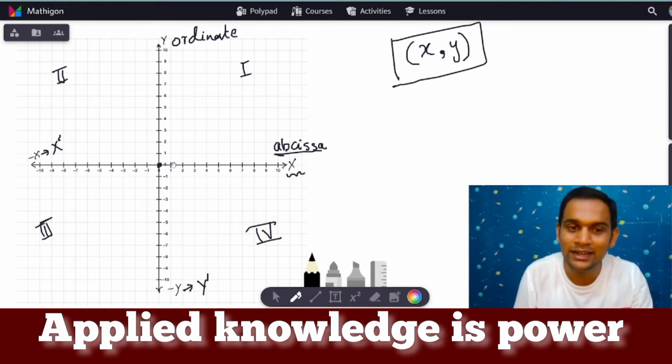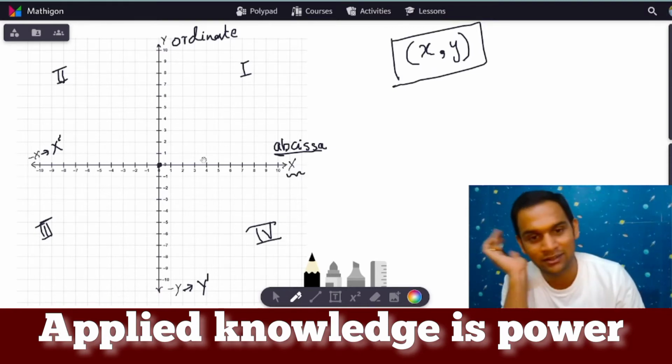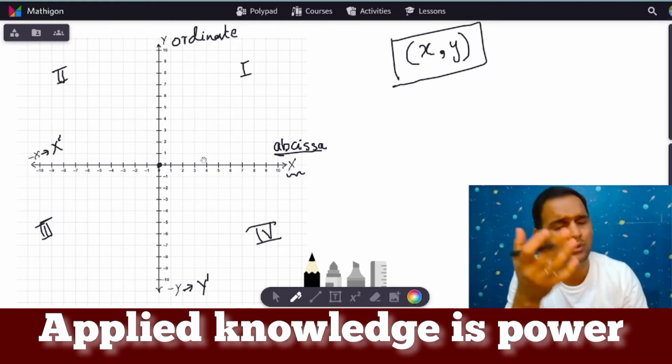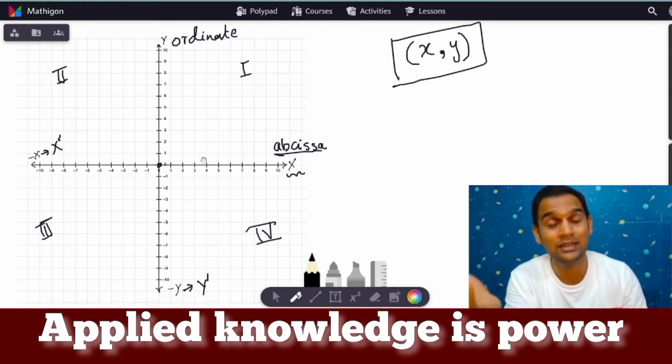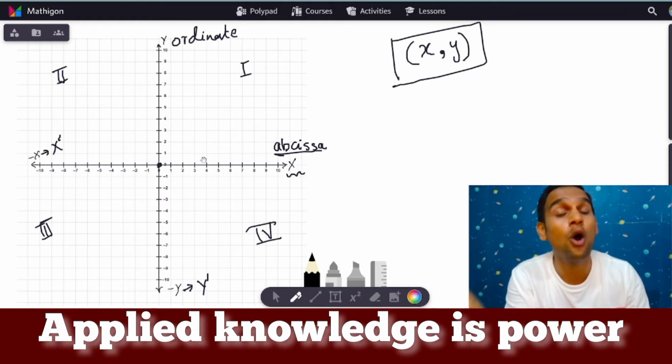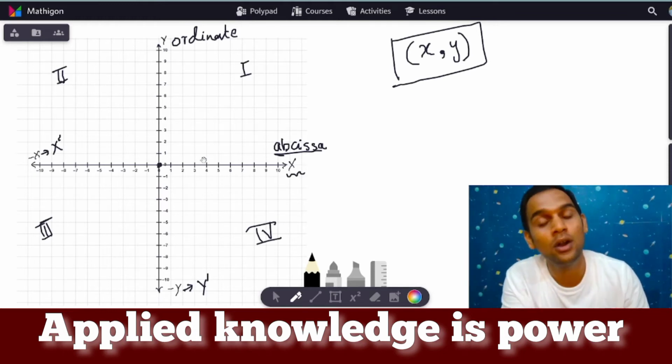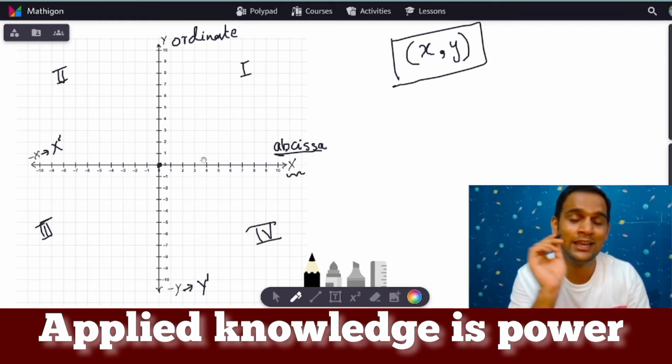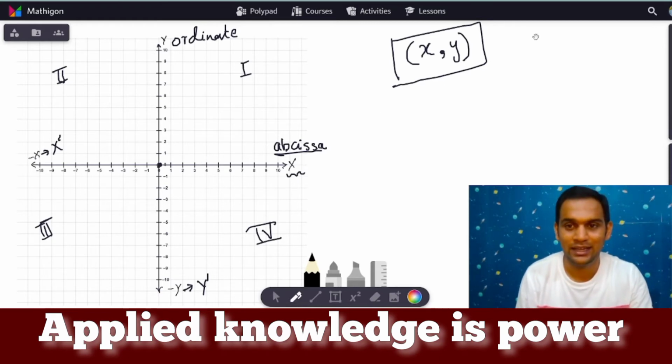Now these coordinates are nothing but the points of the number line, 1, 2, 3, 4, -1, -2, -3, and all the way to zero. So they are coordinates of the x-axis, coordinates of the y-axis. Yes. So if it is written as 5, 3, what is the meaning of that? The value of x is 5 and the value of y is 3.